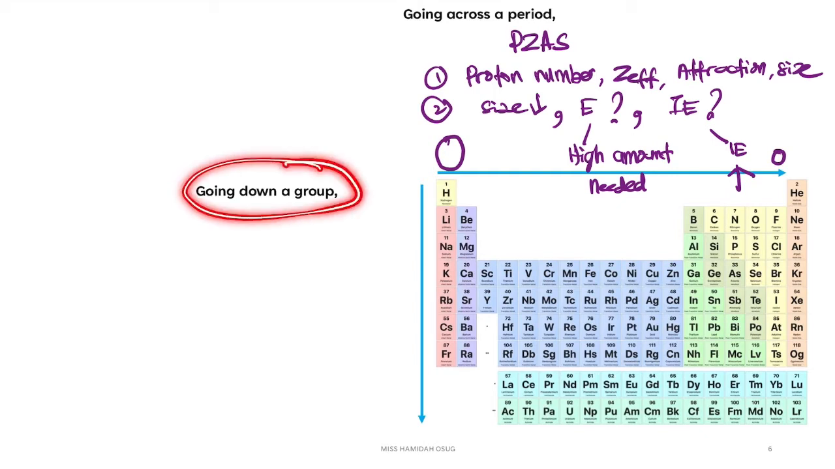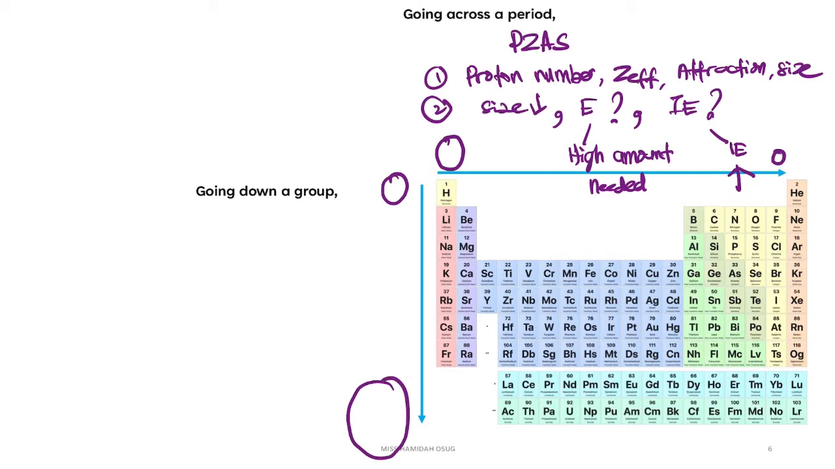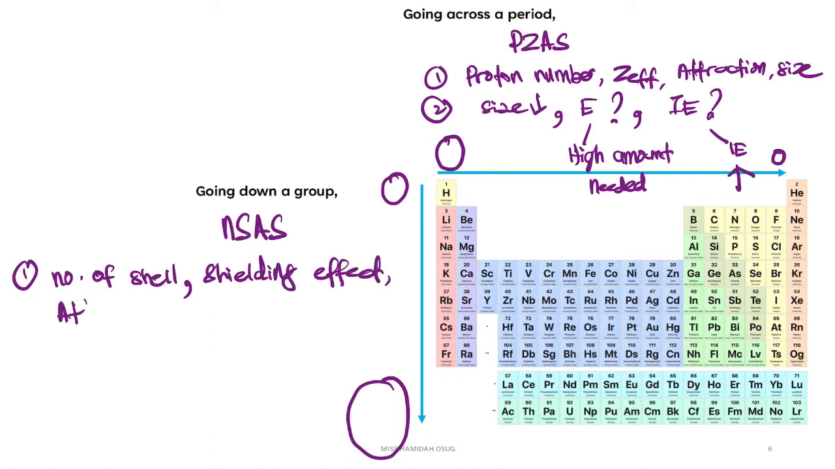However, when we go down a group, we know that the size of the atom will be increasing. What is the reason for this? The reason is because of the ANSA. As we go down the group, the number of shells will increase. The shielding effect also will be increasing. This will cause the force of attraction to get weaker. Therefore, the size of the atom will be increasing.